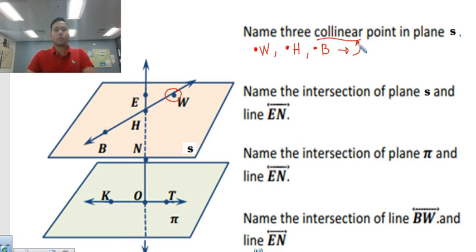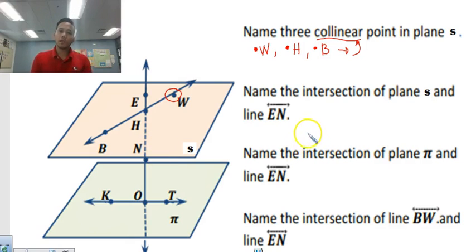Now my question is, why are point E, point H, and point N not collinear? They are collinear, I'm telling you, because they lie on the same line. But what are we looking at? It's points in plane S. Take note, point N is not on your plane S. So point W, point H, and point P are collinear.